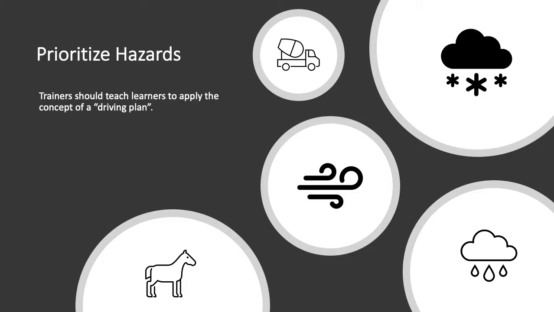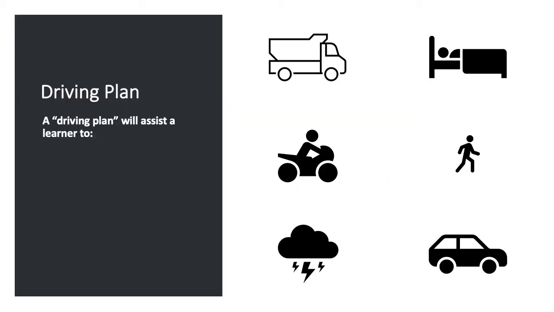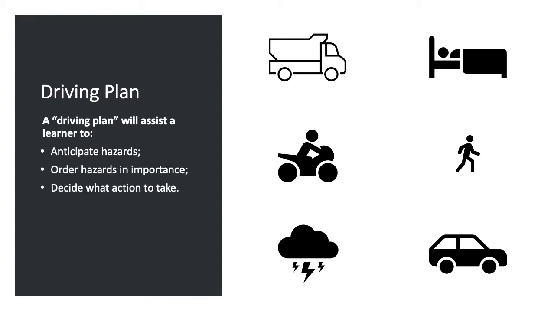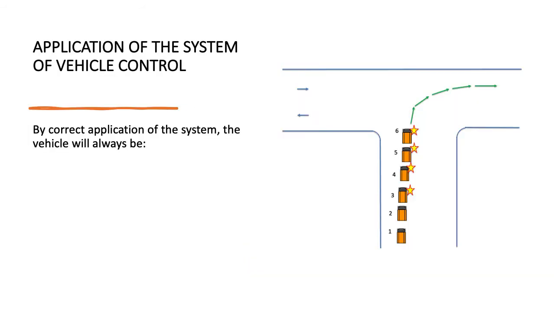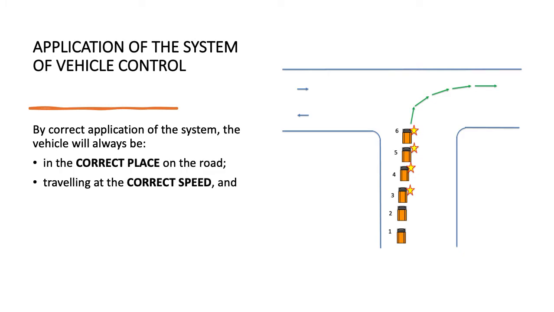It's important to prioritize your hazards. Trainers should teach learners to apply the concept of a driving plan. A driving plan will assist a learner to anticipate hazards, order hazards in importance, and decide what action to take. Apply the system of vehicle control. By correct application of the system, the vehicle will always be in the correct place on the road, traveling at the correct speed, with the correct gear engaged.